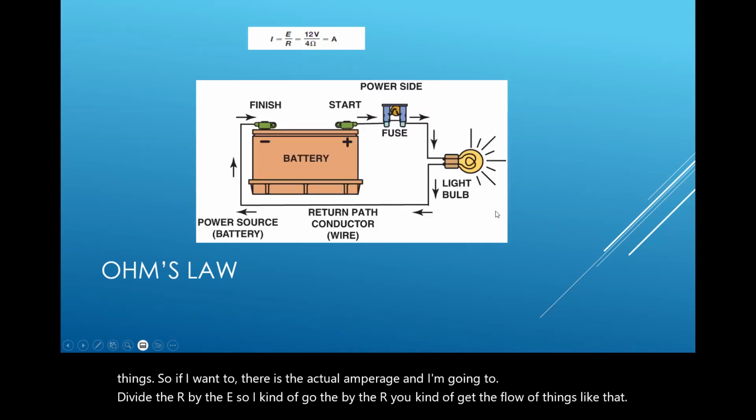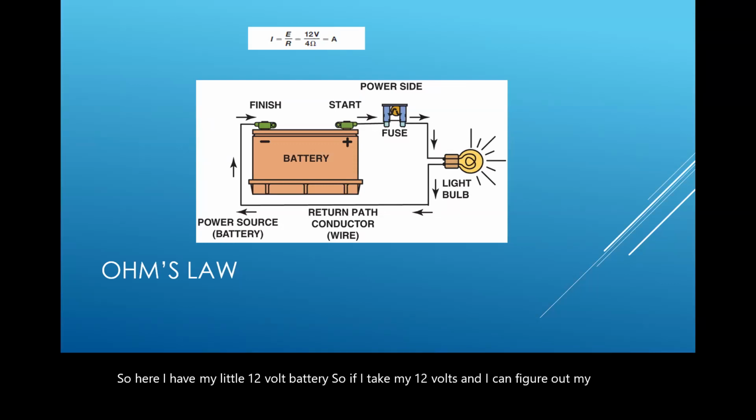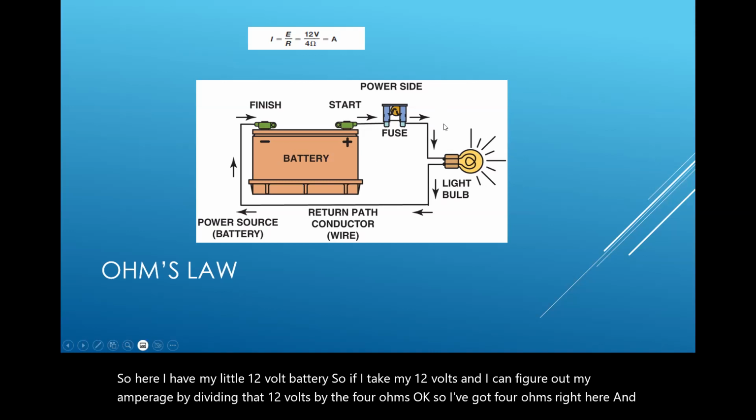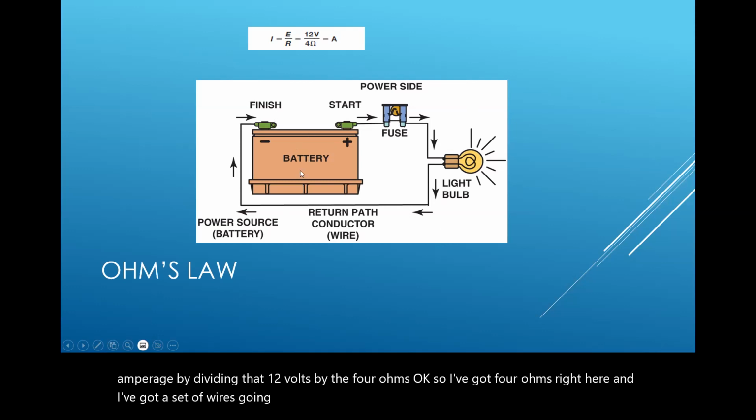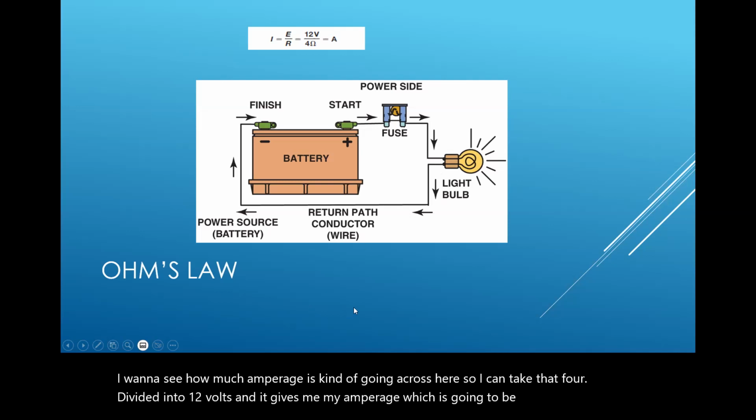So here I have my little 12-volt battery. I can figure out my amperage by dividing that 12 volts by the 4 ohms. Okay, so I've got 4 ohms right here, and I've got a set of wires going across. I know this is 12 volts, but I want to see how much amperage is going across here. So I can take that 4, divide it into 12 volts, and it gives me my amperage, which is going to be 3. Pretty simple in a way.